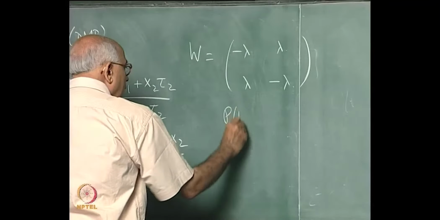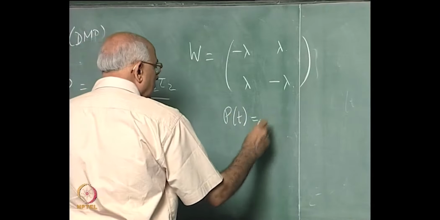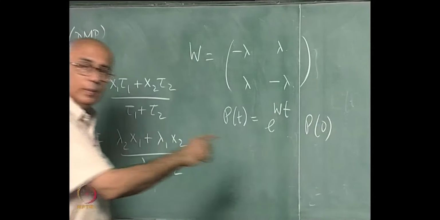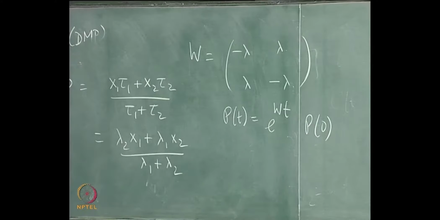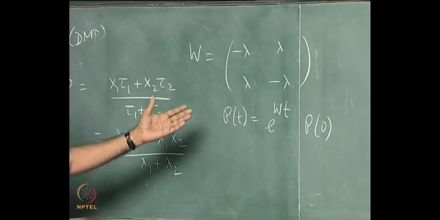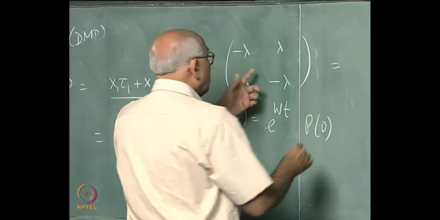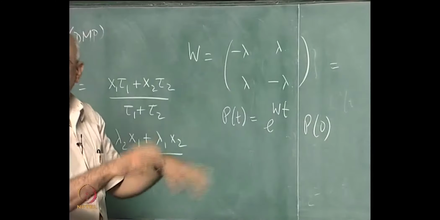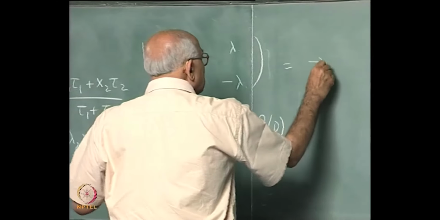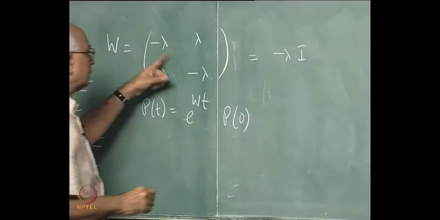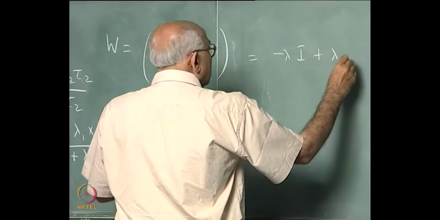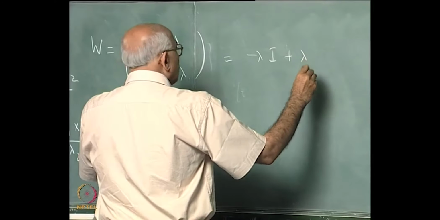So I write P of t once again as equal to e to the Wt P of 0, whatever be my initial distribution, and what is e to the Wt, it is this, but I need to exponentiate this, I find its square and its cube and so on and so forth. So let me write this as minus lambda times the unit matrix plus lambda times a matrix which is essentially 0 1 1 0.